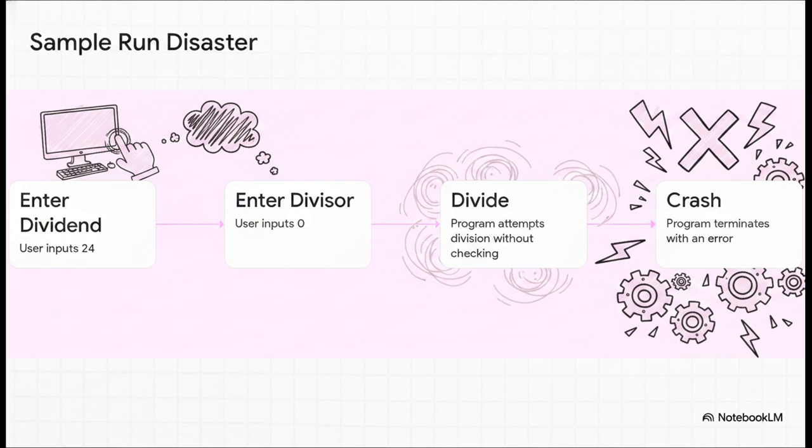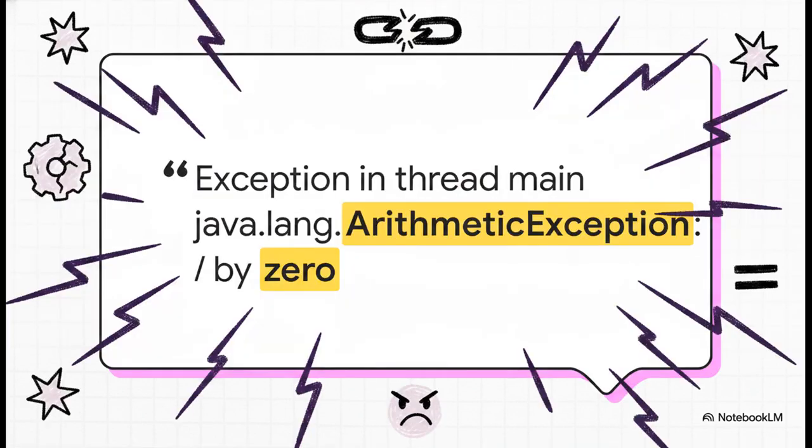The program asks them to enter a dividend, and they confidently type 24. Great. Then it asks for a divisor. The user, maybe not really thinking about the fundamental laws of mathematics, types in a 0. The program, completely lacking any built-in foresight, just accepts that 0 and attempts to divide 24 by 0 without checking the input first. And the result? The entire program immediately terminates and crashes. Boom. Done.